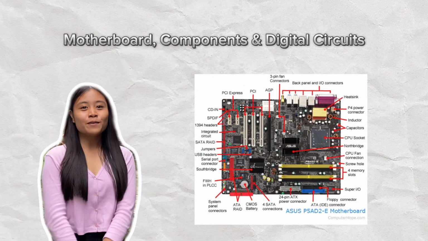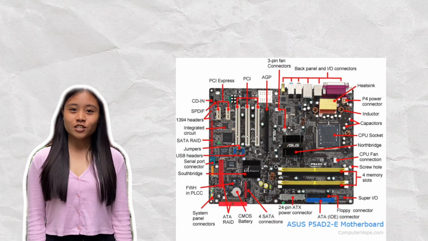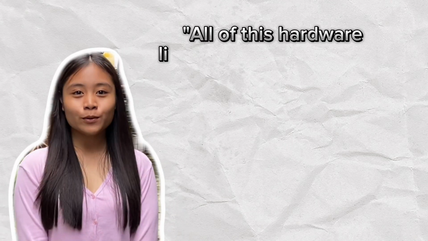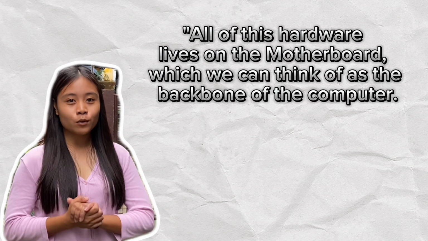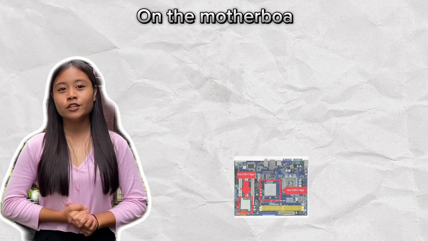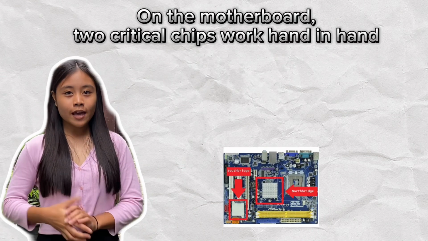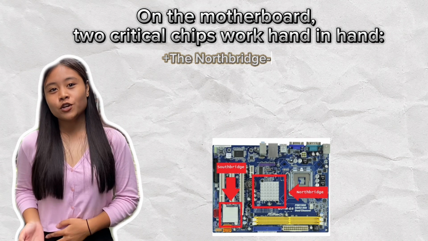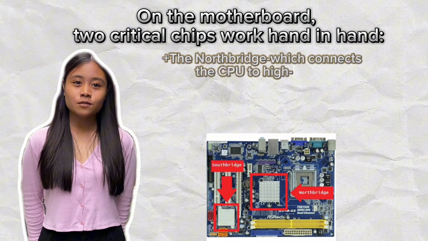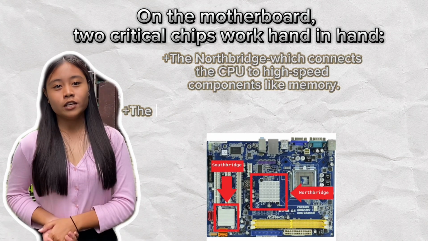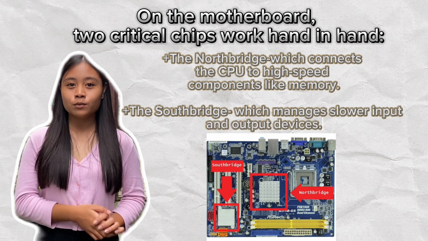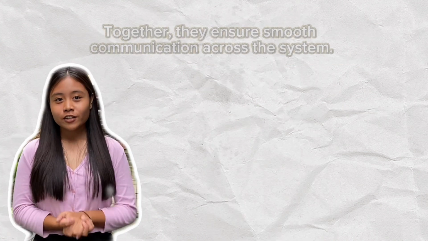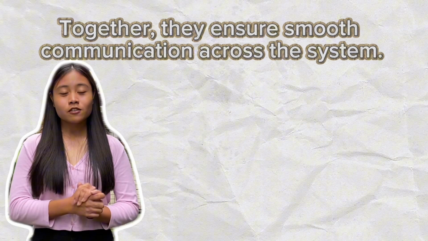Let's proceed with the motherboard components and digital circuits. All of this hardware lives on the motherboard, which we can think of as the backbone of the computer. On the motherboard, two critical chips work hand in hand. The north bridge, which connects the CPU to high-speed components like memory, and the south bridge, which manages slower input and output devices. Together, they ensure smooth communication across the system.